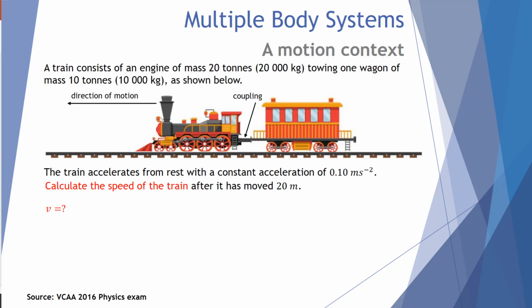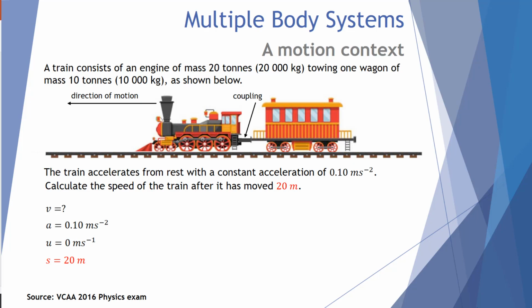So let's first of all write down what we can extract from this information. The speed is a question mark. It's the final speed after the 20 meters, so v, the final velocity, equals question mark. Acceleration is 0.1 meters per second squared. The initial speed is from rest, so u is 0 meters per second. And of course we have a displacement of 20 meters in a straight line, so s equals 20 meters.